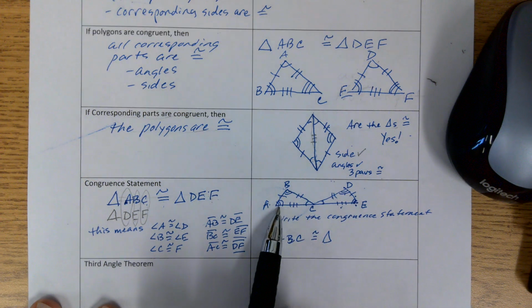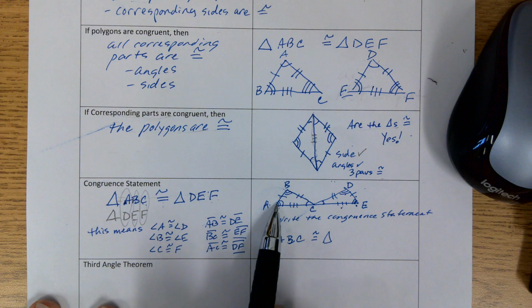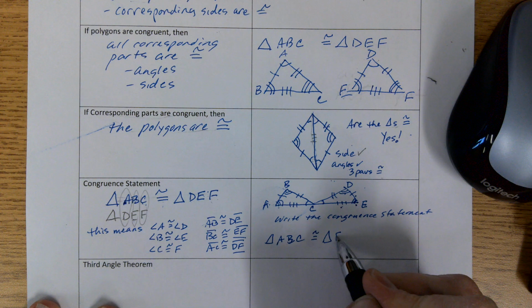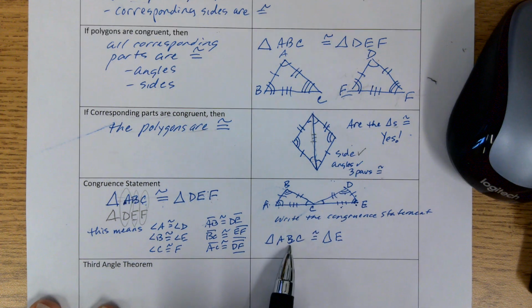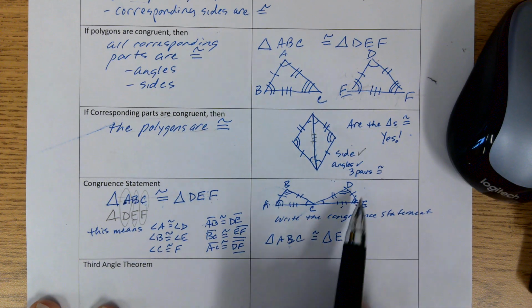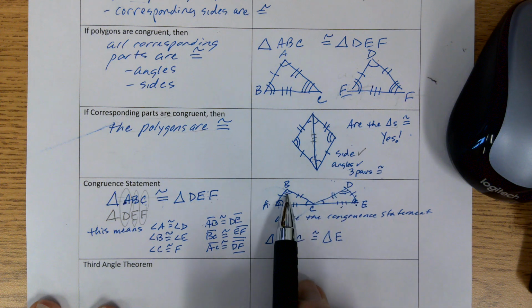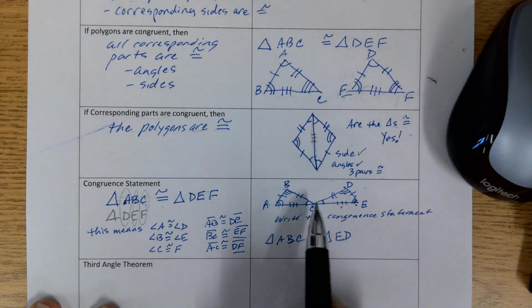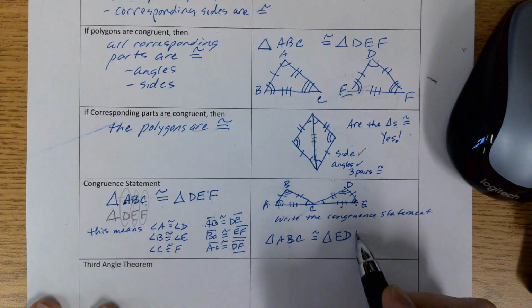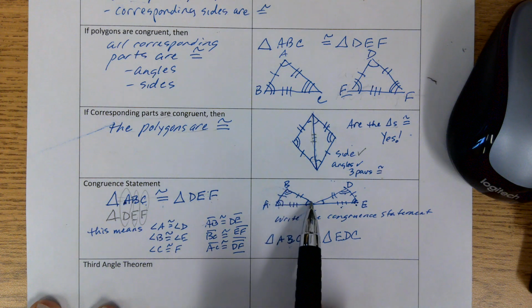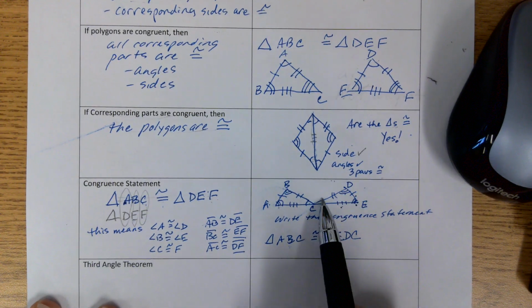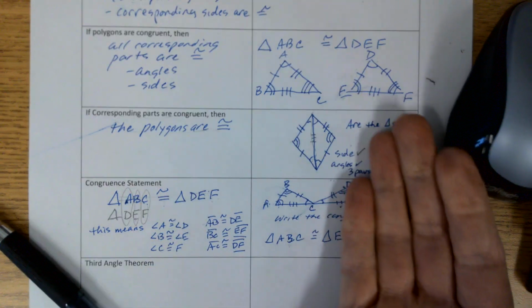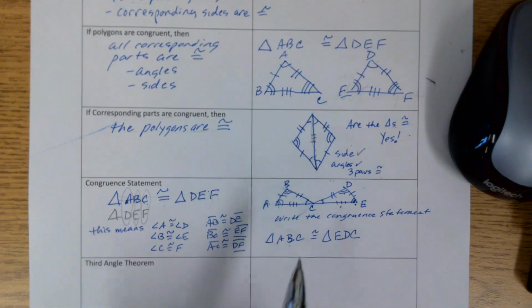What angle does angle A have to correspond with? This has got 3 marks. This one has 3 marks, so A has to go with E. What angle does angle B correspond with in this triangle on this side? So B has 2 marks. D has 2 marks. And then C has 1 with 1. So we're saying triangle ABC is congruent to triangle EDC. And I think you guys can see that if you flipped them back over, from left side to right side, these triangles are flipped, okay?